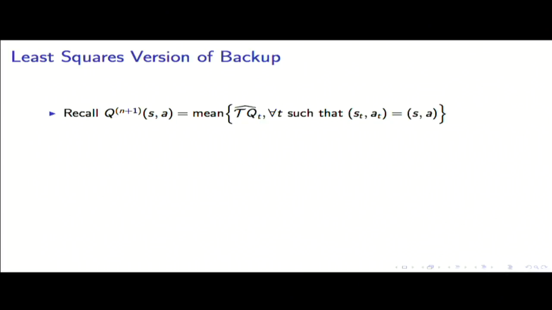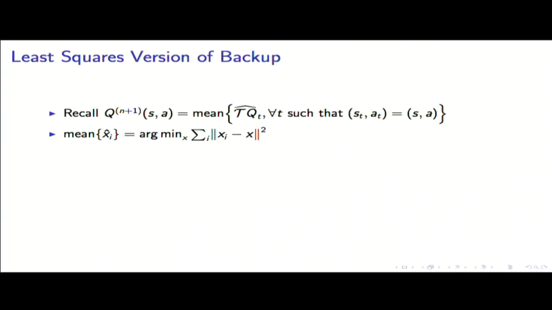Okay, so that was one way of writing out this value iteration where you're only allowed to do sampling. But we can write it out in a different way, which is also going to be insightful.